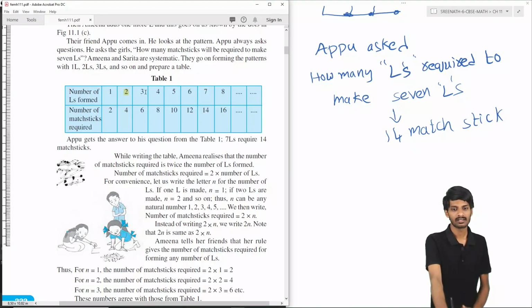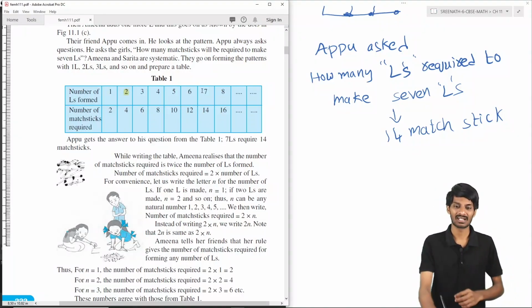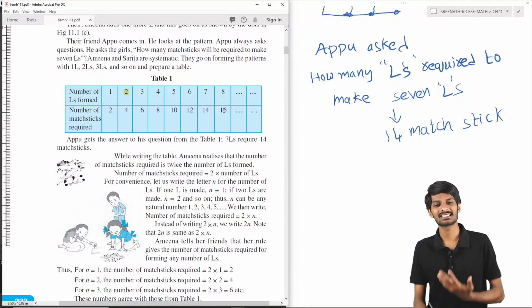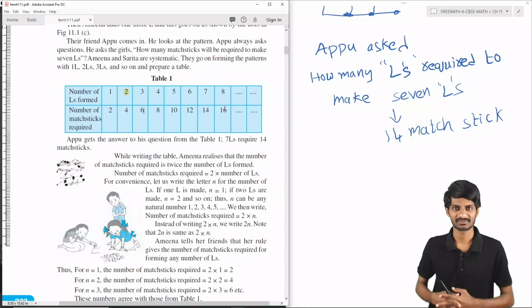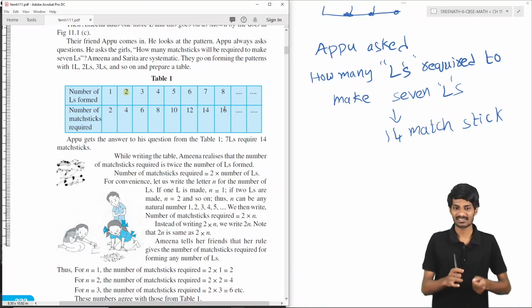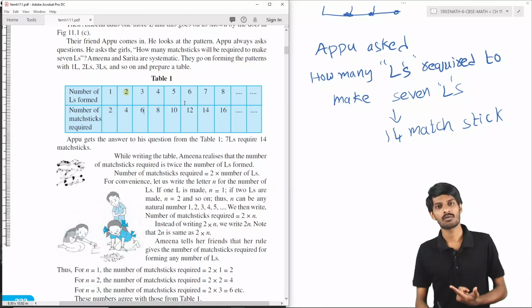So if you double the 3, you will get 6. If you double the 4, you will get 8. If you double the 5, you will get 10. If you double the 6, you will get 12. If you double the 7, you will get 14. And if you double the 8, you will get 16. So every time, what you will observe, students, is that the number of matchsticks required is double the number of L's formed.